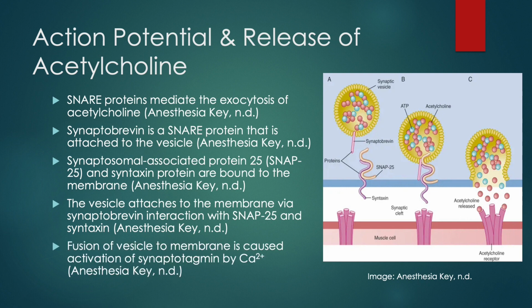However, fusion of the vesicle to the membrane is caused by activation of synaptotagmin by calcium ion, and there will be a release then. So what will happen is the cell membrane and the vesicle fuse, and basically it opens up, and the acetylcholine then is dumped into the synaptic cleft.